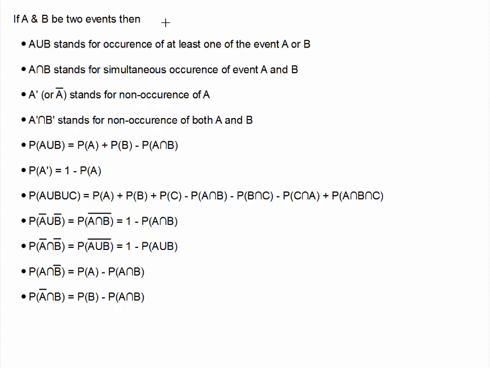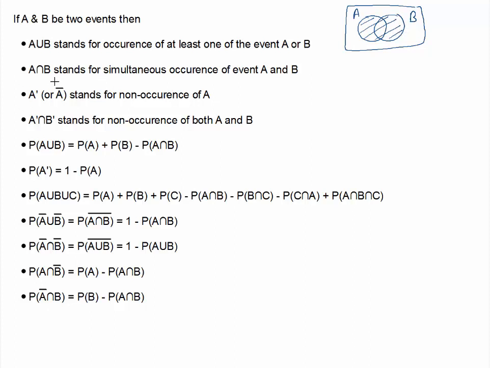If A and B are two events, then A union B means occurrence of at least one of the events, A or B. This can also be represented by a Venn diagram, where we have drawn two circles. Let's say this circle denotes the event A and this circle denotes the event B. So when someone asks what is A union B, it is all of these, which is either A occurs or B occurs or both of them occur.